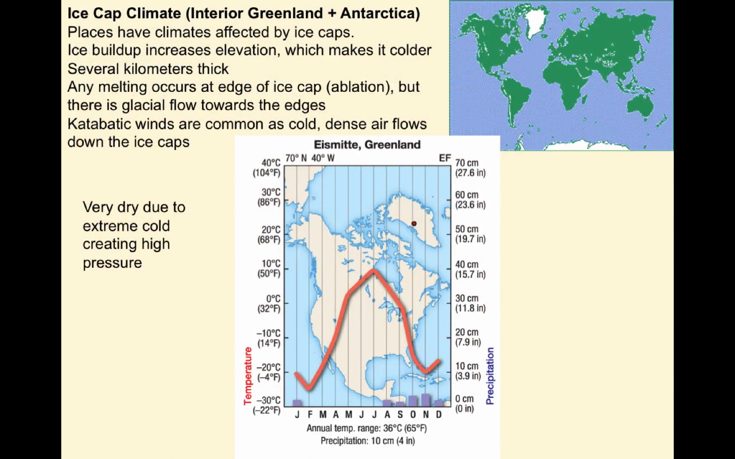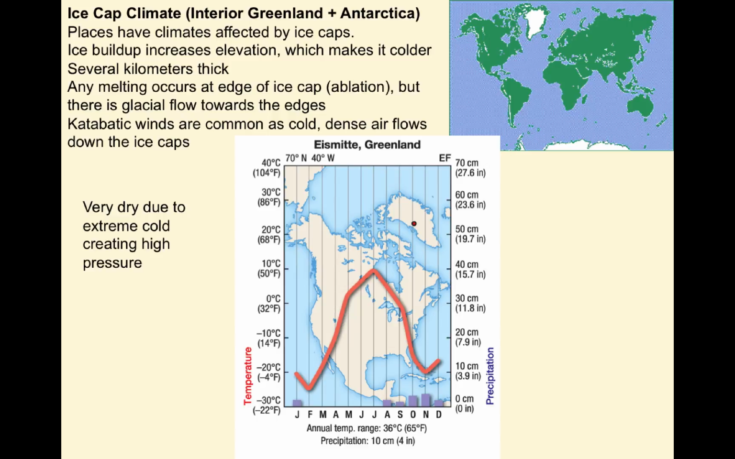Next, we'll go to the ice cap climates. These are places where climates are affected by the ice caps. Places like interior Greenland or coastal Greenland and Antarctica as well. As we know, the ice can be several kilometers thick inside the domes of these ice caps. Any melting that may occur happens at the edge of the ice caps in a process called ablation that could either be calving into the ocean or just direct melting.